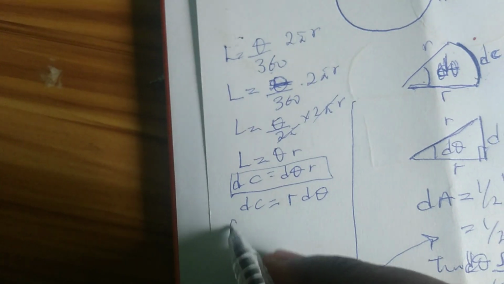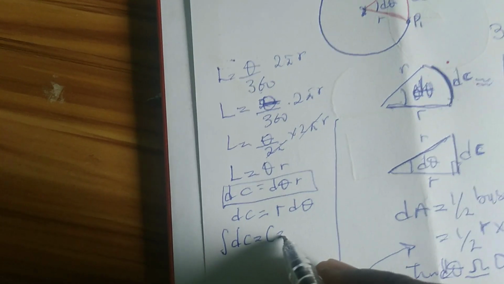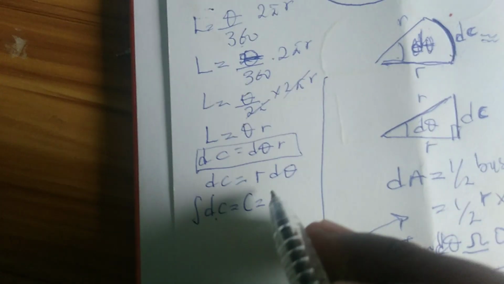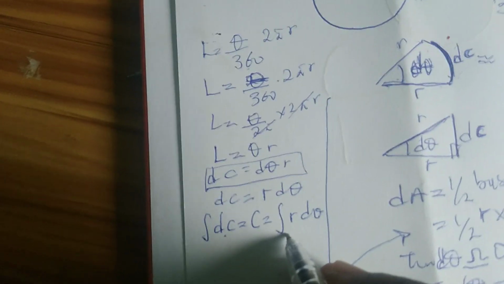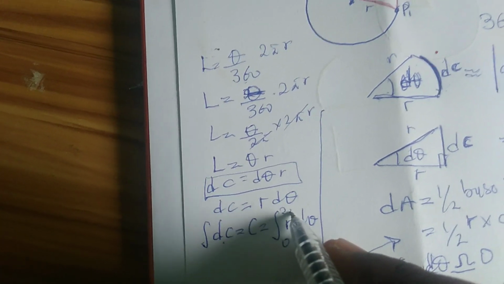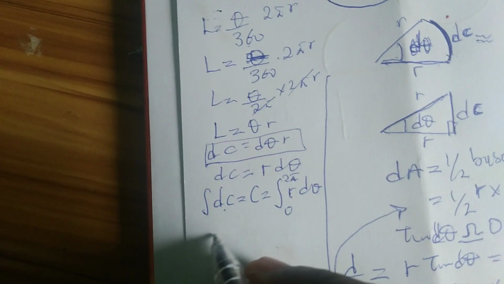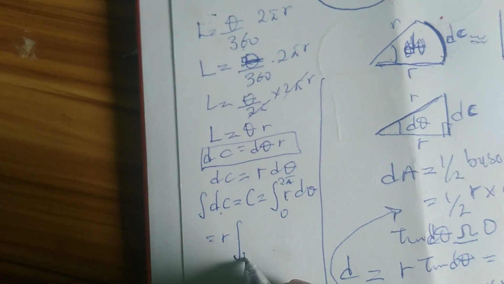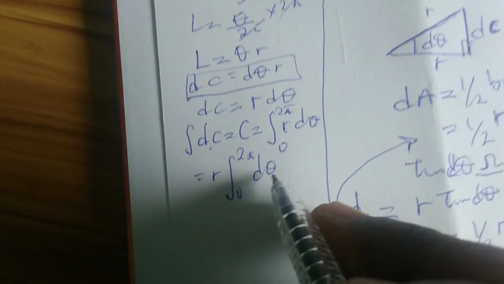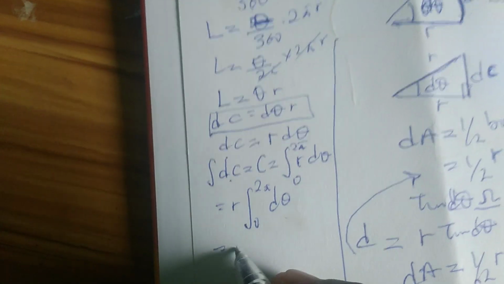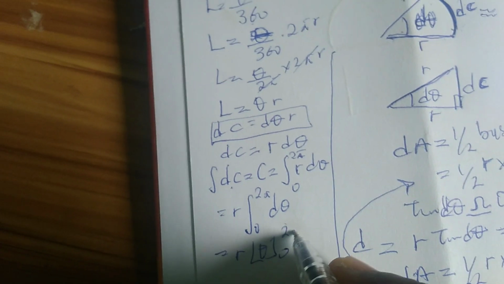So integrating the dC is actually the total circumference of the circle. Whatever we do to this side of the equation, we do to the other side. So integrating r dθ, and our limit is from 0 to 2π. Now the r here is a constant. We can put it outside the integration sign. So I have r integral 0 to 2π dθ. Integration of dθ is θ. So I have r θ. Then we put the limit 0 to 2π.